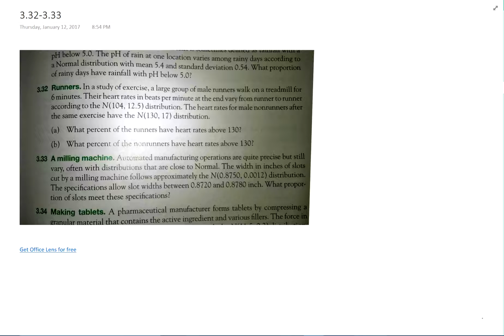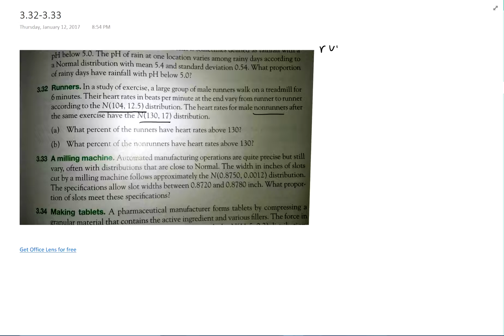Okay, 32. A large group of male runners walk on a treadmill for 6 minutes. The heart rates in beats per minute at the end. Runners vary according to this distribution. Heart rates for non-runners is this. What percent of the runners have heart rates above 130? What percent of non-runners have heart rates above 130?